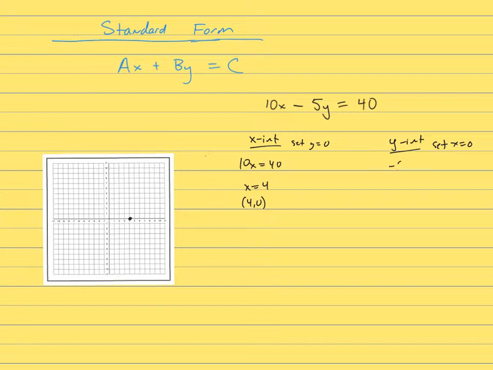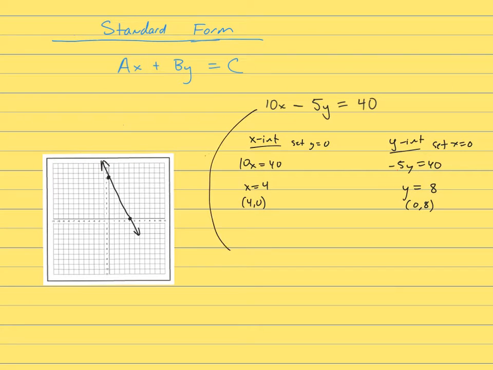That means that part disappears, and I get negative 5y equals 40. Divide both sides by negative 5, y equals 8. (0, 8) for the y-intercept. So at this point, now that I have a y-intercept, I could calculate my slope and put it into slope-intercept form if I really wanted to. But in reality, I don't need to because I've already graphed it.